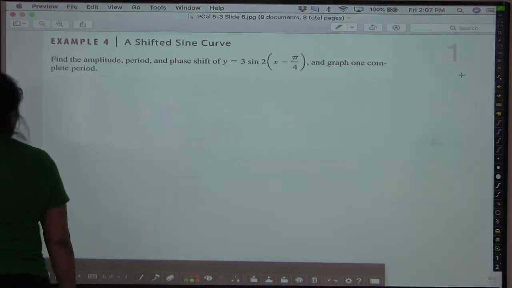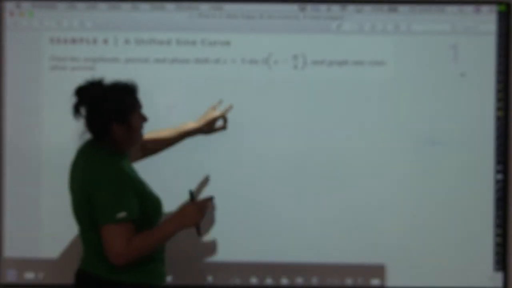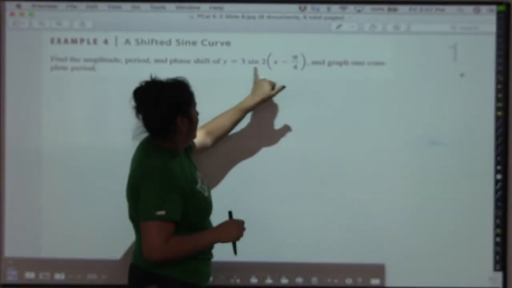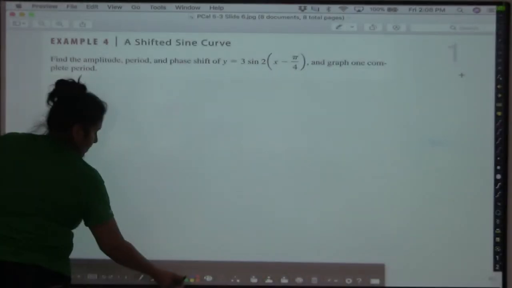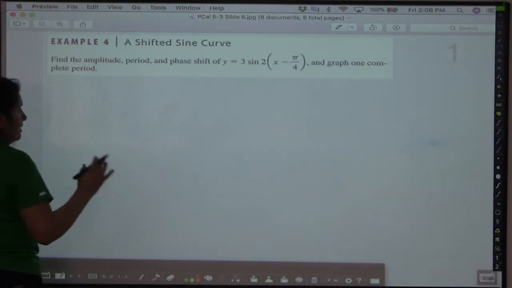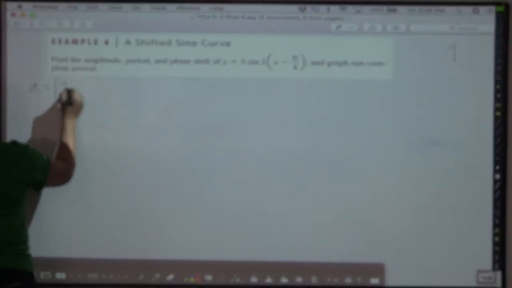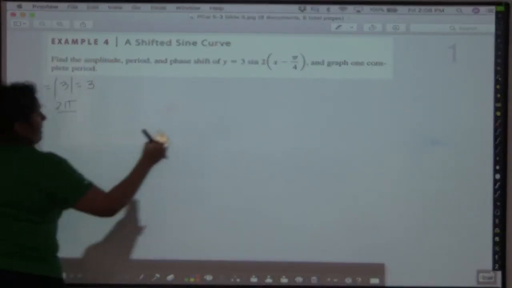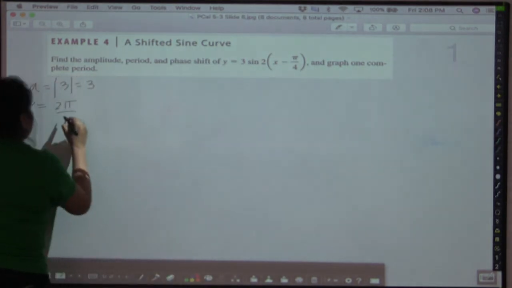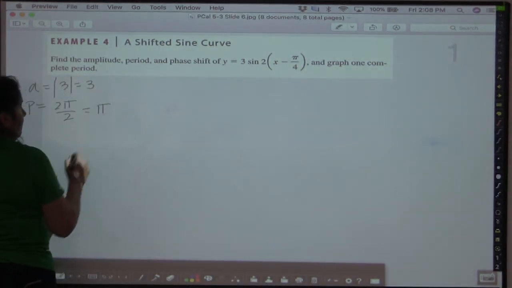Here's example 4, find the amplitude, period, and phase shift. So this one has everything in it. It has a B, it has a C, actually it doesn't have a D in it. It has a B, it has a C, it has an A. So we're going to do the whole shebang here. This means that it's not going to start at 0. So the amplitude is the absolute value of 3, which is still 3. For my period, it's going to be 2 pi divided by my B value, which is 2. So I'm going to get a period of pi.